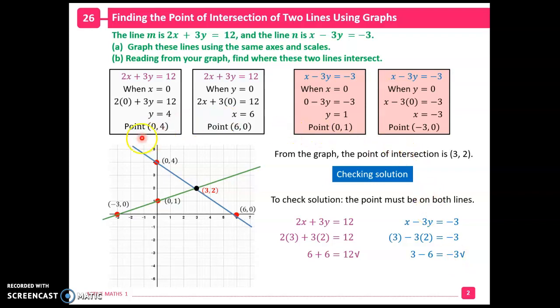So the bit we did here first of all was drawing the graphs. Then once we'd drawn our lines, we found where they overlapped and we got our answer. 3, 2 was our answer. And the last bit here, this is just checking our answer to make sure that it's correct and we haven't made any silly mistakes. So we've checked our answer, we've verified our answer. And that's what we're going to be doing in the next exercise on our course book.